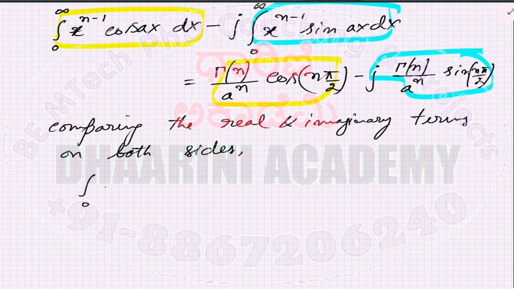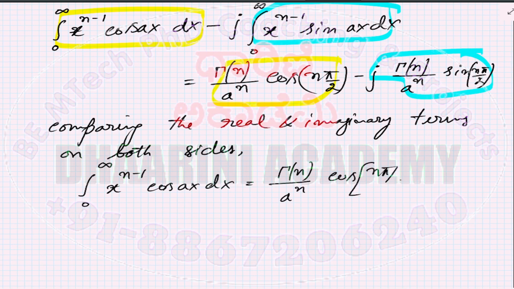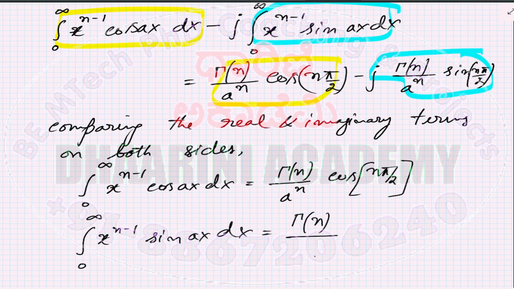So the first term is 0 to infinity x to the n minus 1 into cos ax dx is equal to gamma n by a to the n into cos of n pi by 2. This was the first part of the question which they had asked, and we'll equate the imaginary part, 0 to infinity x to the n minus 1 sin ax dx is equal to the gamma function by a to the n into sine of n times pi by 2. All right, so that's the proof.